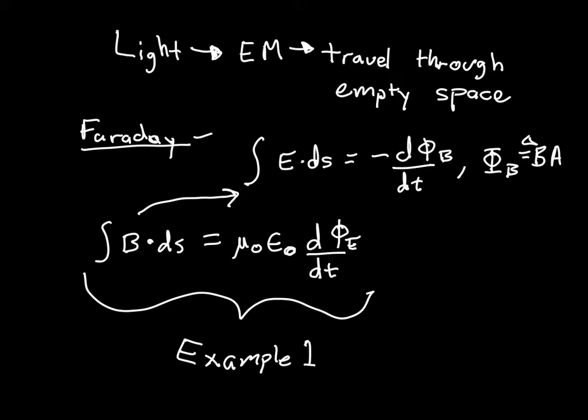But that's not the entire story, because this left-hand side, the integral of B dot ds, should look kind of familiar. So where does that look familiar from? It should look familiar from Ampere's law. And in Ampere's law, if we remember, Ampere's law tells us that the integral of B dot ds is equal to mu naught times I enclosed.